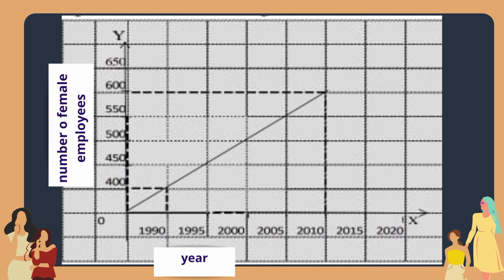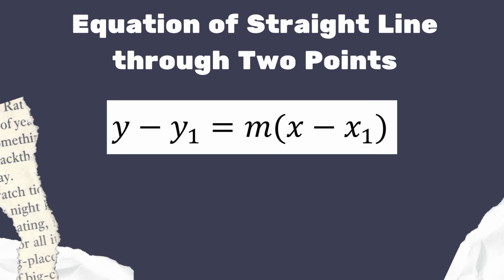Based on the graph, there are 2 points. The first point is 1990, 400. And the second point is 2010, 600. That means to solve this problem, we don't just use the concept of gradient, but we will also use the concept of the straight line equation for 2 points. So when you want to calculate the equation of a straight line, you can use this.